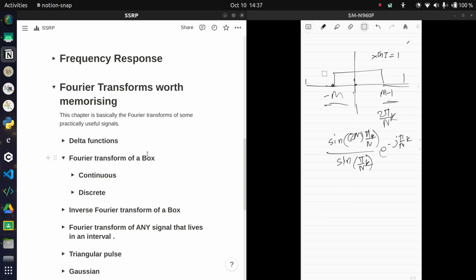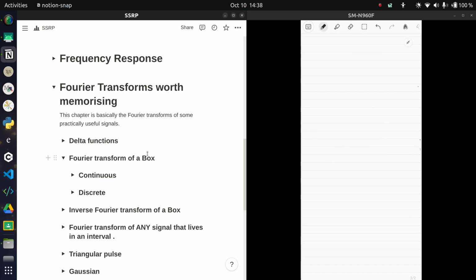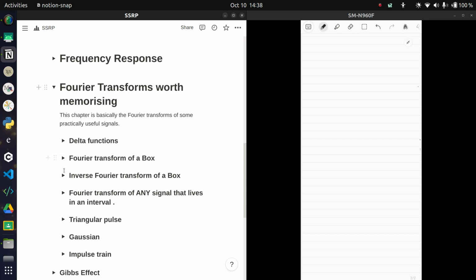Once again, you get the same thing shifted by some mu, and the corresponding shift would be there in your Fourier transform in the e power term. Okay, so that's the Fourier transform. What about the inverse Fourier transform?